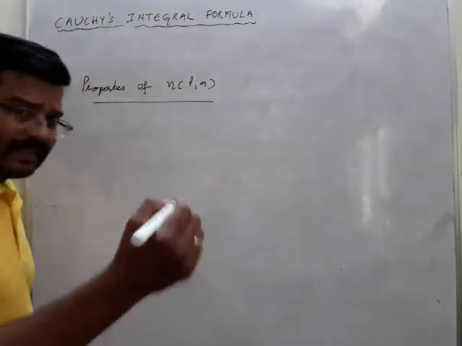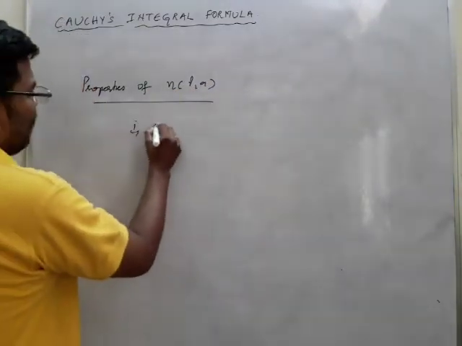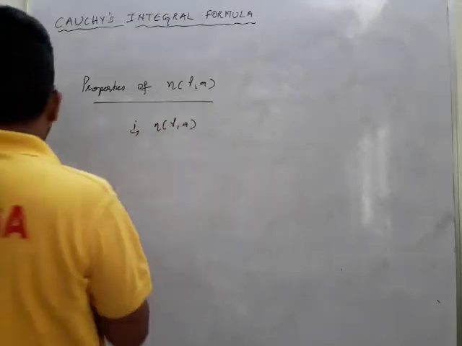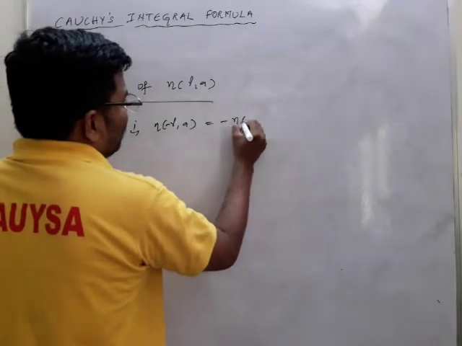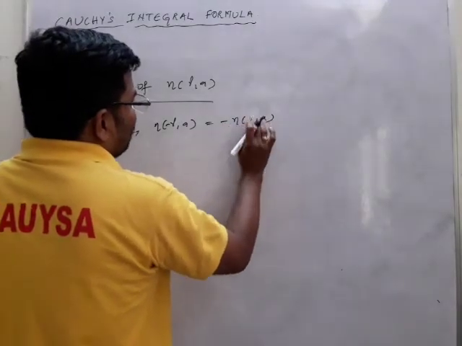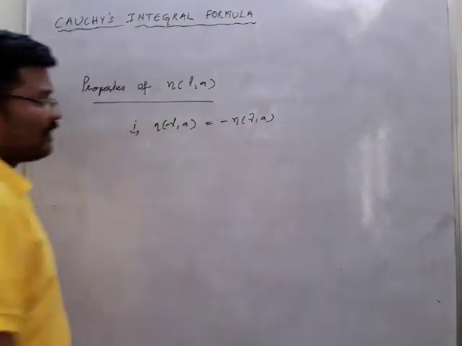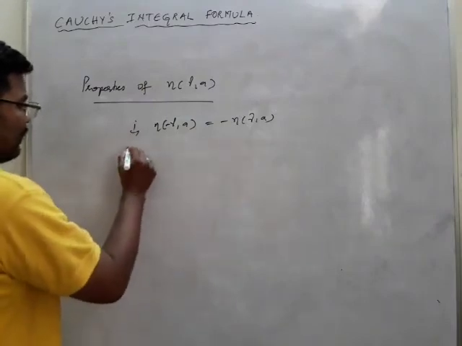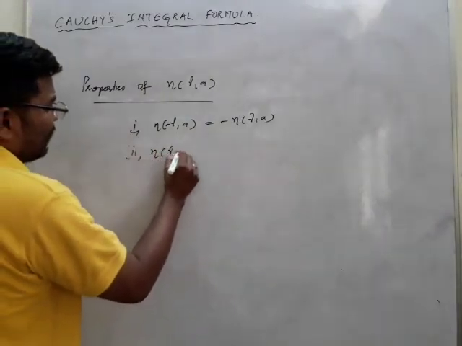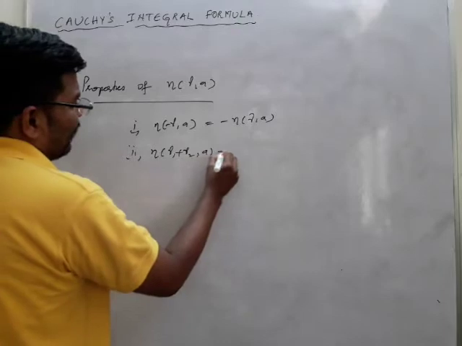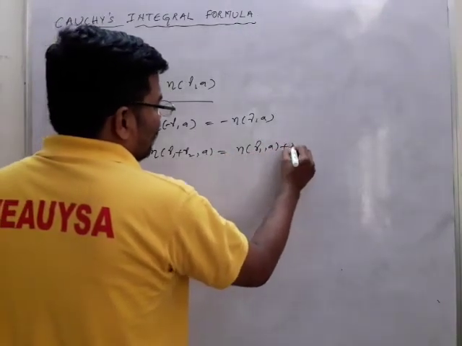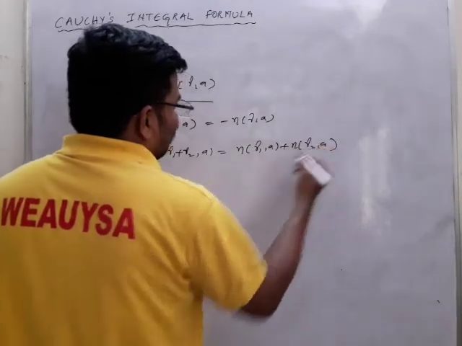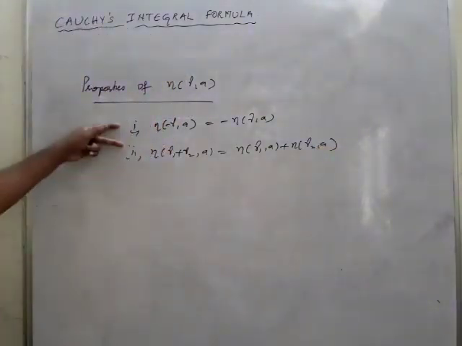There are two properties. The first property is n(−γ, a) = −n(γ, a). This we can also write as minus of n(γ, a). The second one: n(γ1 + γ2, a) = n(γ1, a) + n(γ2, a). These are the two important properties.